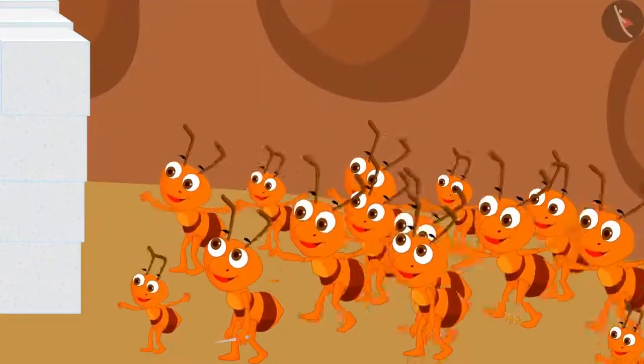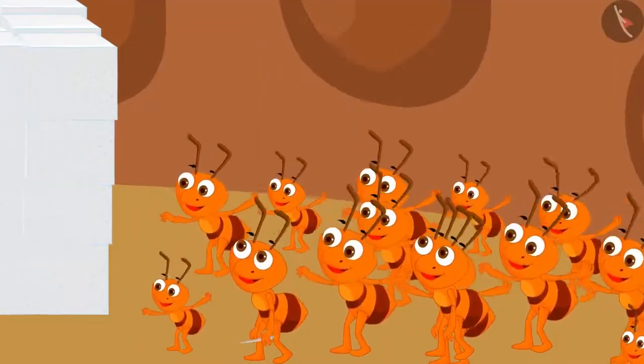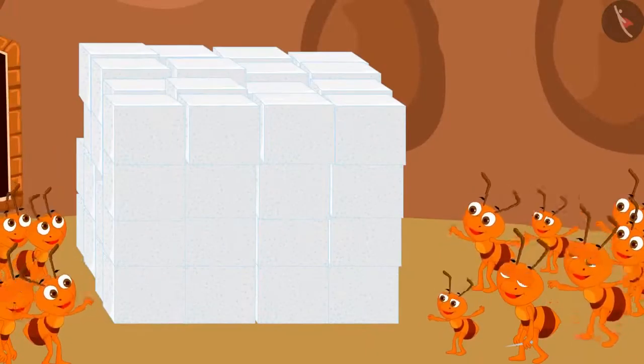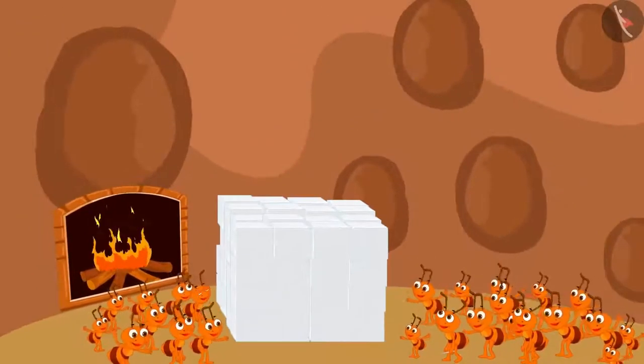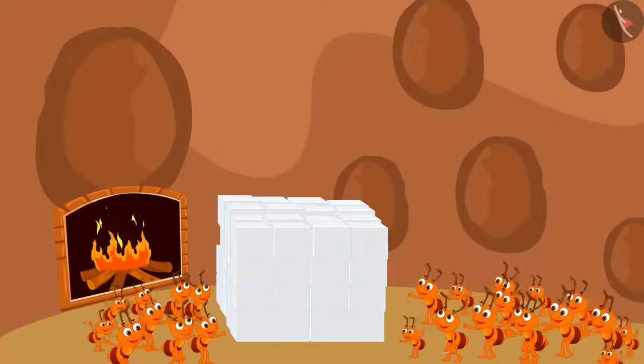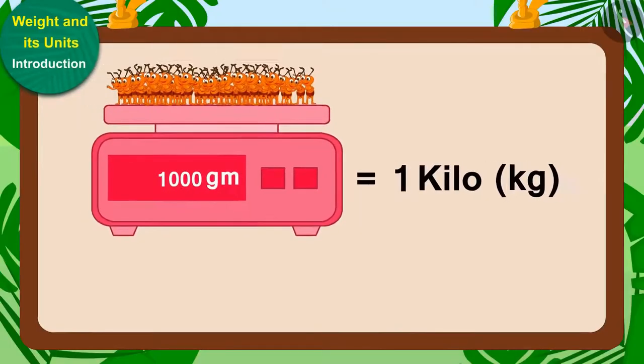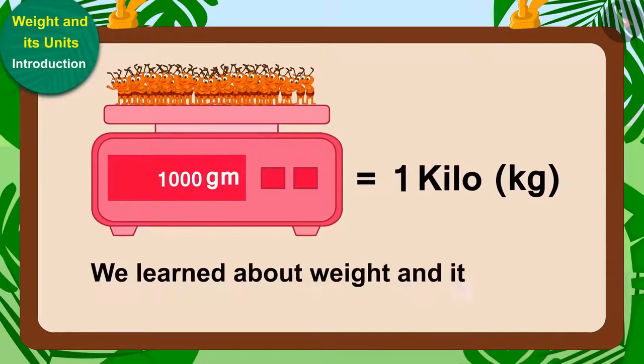The ants were very happy on getting 10 kilos of sugar as they would not have to work hard in the cold weather. Children, in this video, we learned about weight and its units. In the next video, we will learn more about it with some interesting examples.